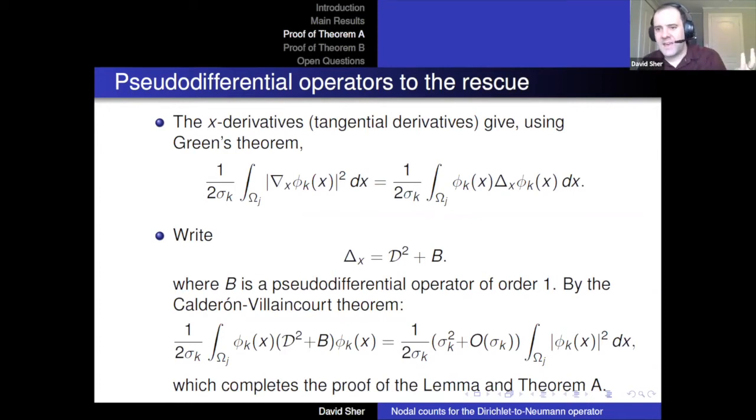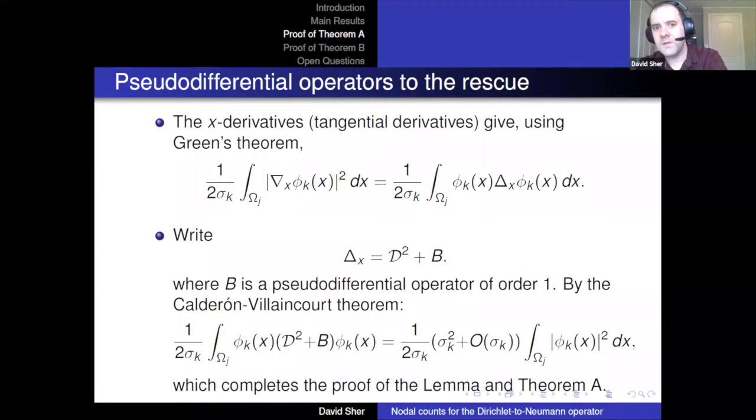We know what d does to phi k. It brings down a sigma k. And b d inverse is a 0th order pseudo-differential operator. And so the inner product of phi k and b d inverse of phi k, b d inverse being a 0th order pseudo-differential operator, is bounded L2 to L2. And so this inner product is bounded by the square of the L2 norm of phi k. And we get that. And that's the proof. You throw in a test function to make sure you're restricting to omega j.